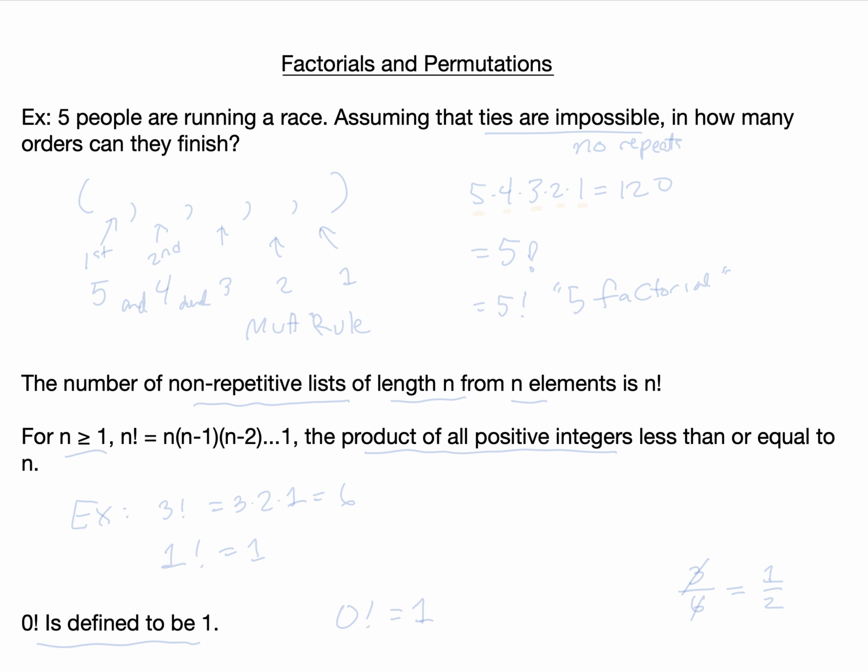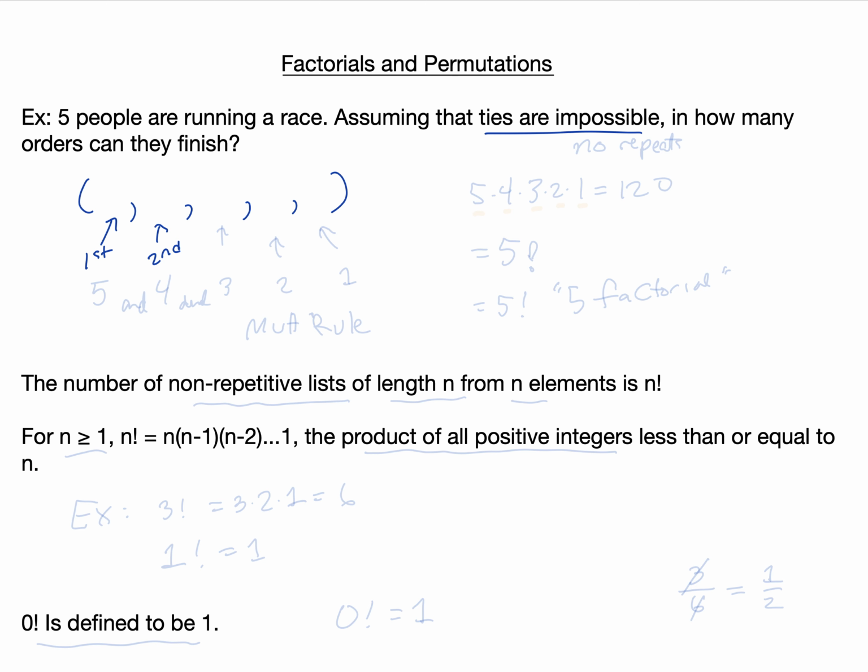In this video, we're going to talk about factorials and permutations. So let's start with an example. Suppose that 5 people are running a race. Assuming that ties are impossible, in how many orders can these people finish the race? So here we've got a list of length 5, and the pieces of the list are who comes in first place, who comes in second, etc.